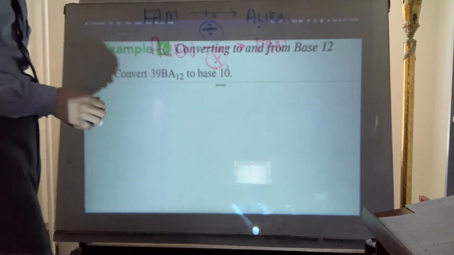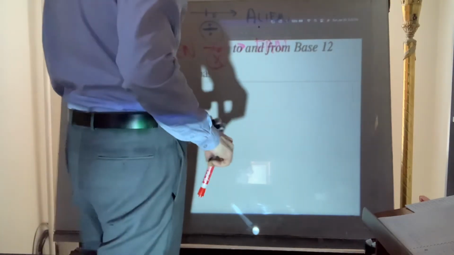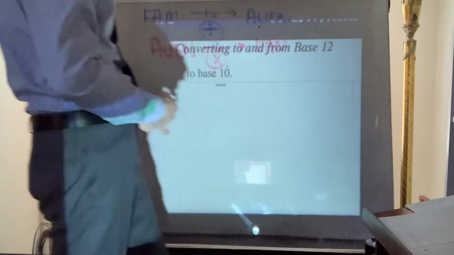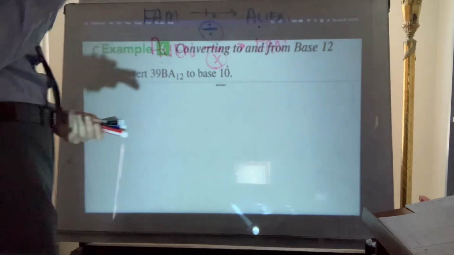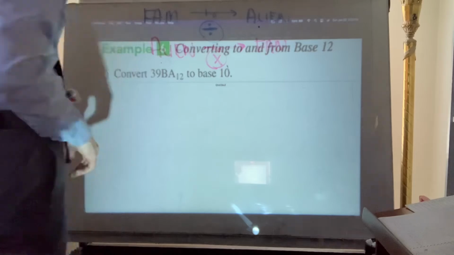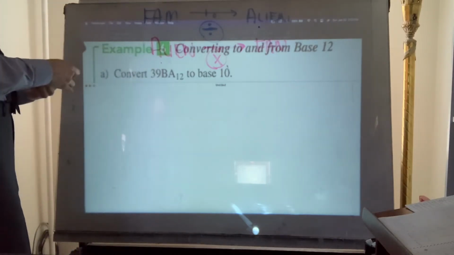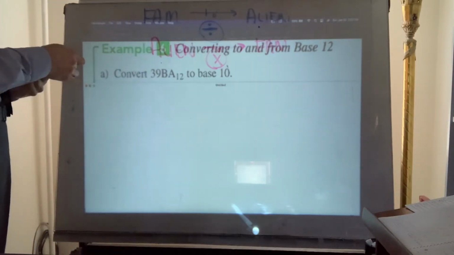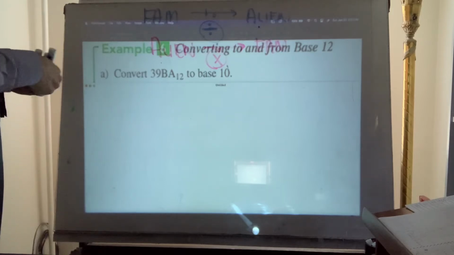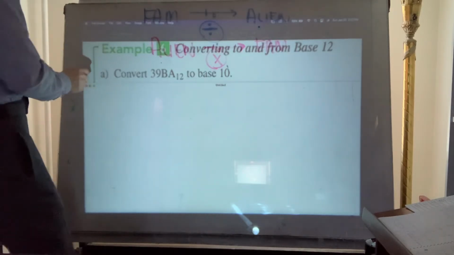Right. My red is dying. Oh, red, cooperate, would you please? All right. Let us go through this process. If we're dealing with base 12, what does the character set look like?